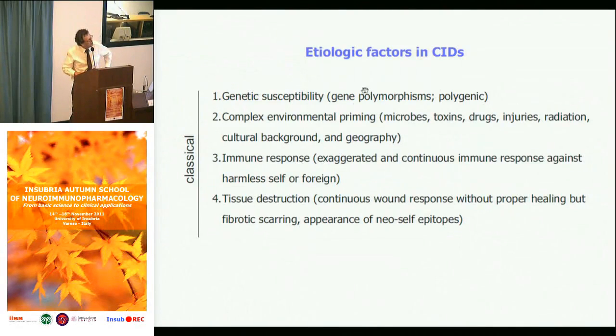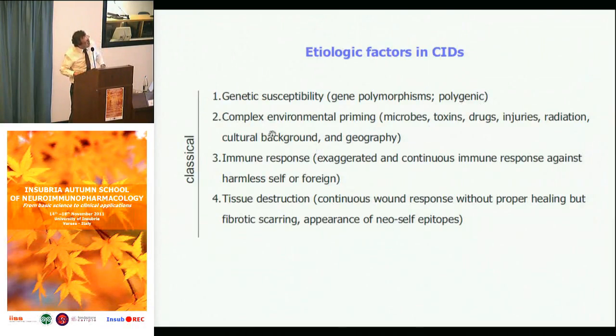We know that gene polymorphisms are there and that diseases are usually polygenic, meaning many polymorphisms are there. And one polymorphism has a relatively small influence on the disease, a little additional risk with one gene in the system. So this is meant by polygenic.